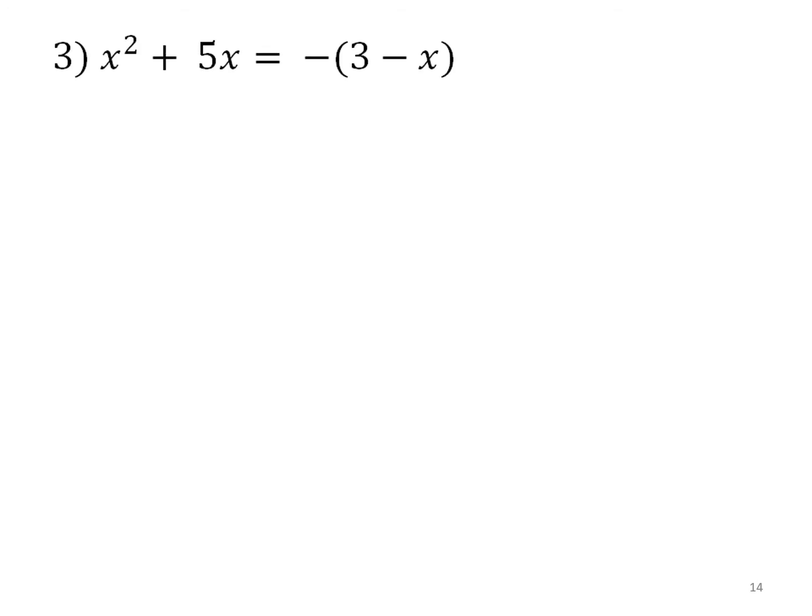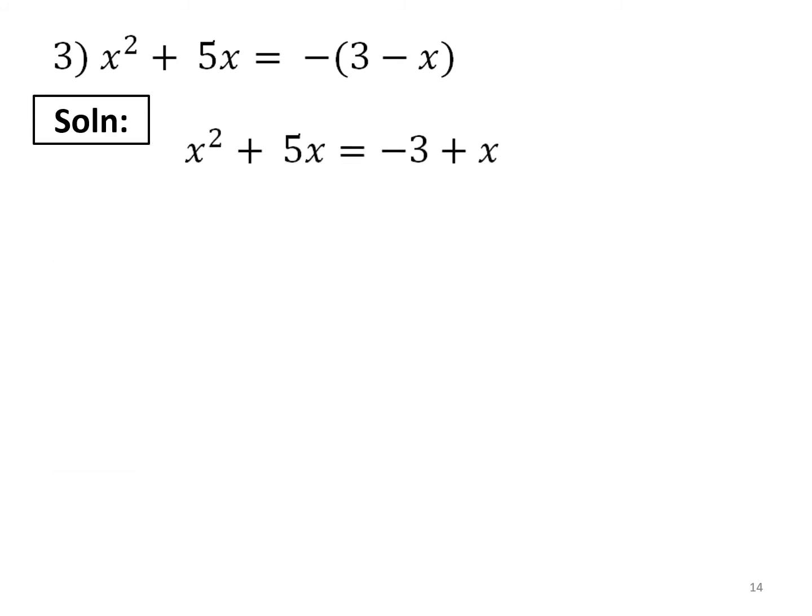Third equation, x square plus 5x is equal to minus bracket 3 minus x. X square plus 5x, we shall open the bracket first, is equal to minus 3, minus and minus is plus, and then x. Now we will move the right hand side term to the left hand side. So x square plus 5x plus 3 minus x is equal to 0.